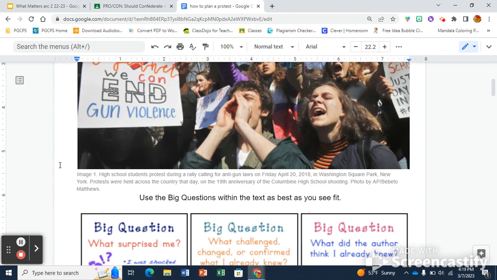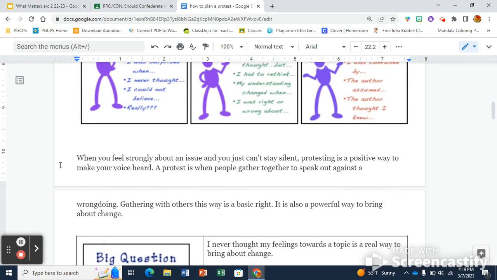Image 1. High school students protest during a rally calling for anti-gun laws on Friday, April 20th, 2018 in Washington Square Park, New York. Protests were held across the country that day on the 19th anniversary of the Columbine High School shooting. Photo by AP/Bebeto Matthews.